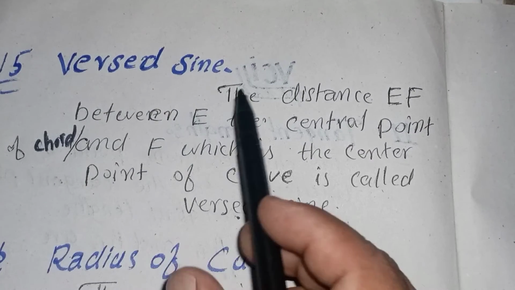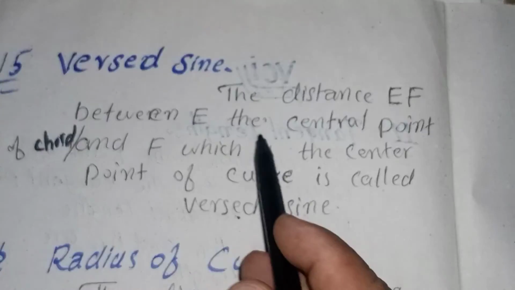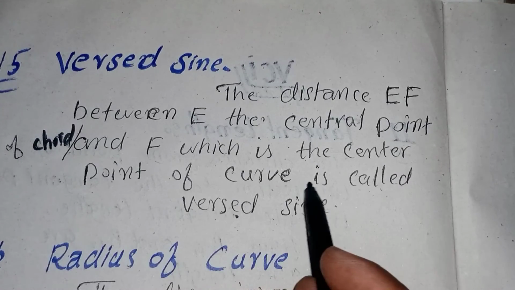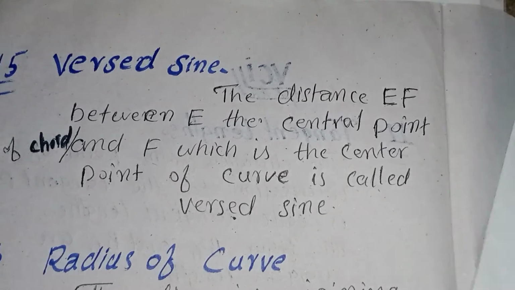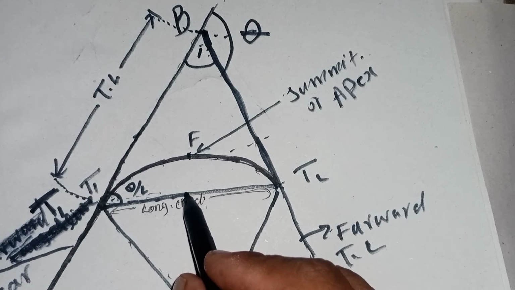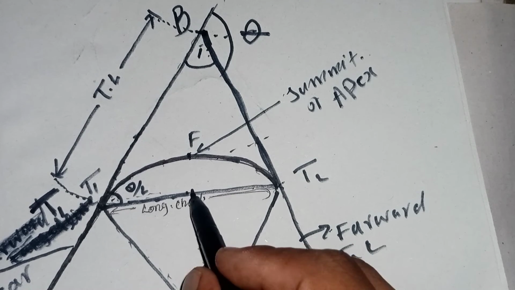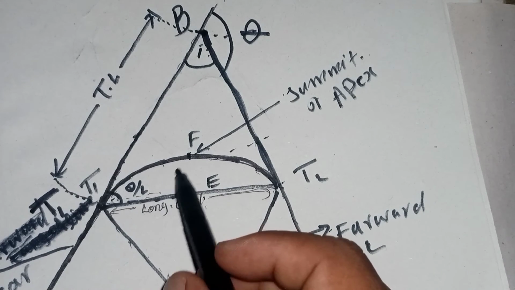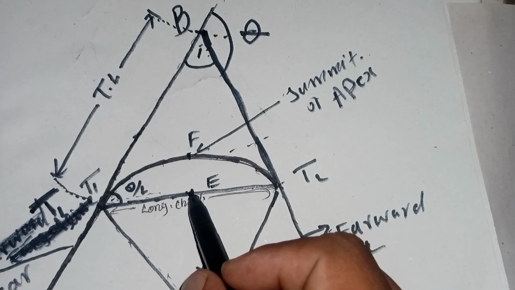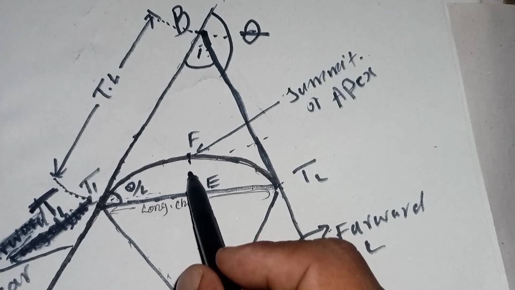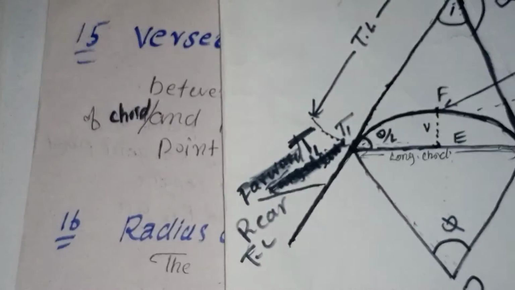15 number, versed sine. The distance EF between E, the center point of the chord, and F, the center point of the curve, is called the versed sine. So we can see here the distance between E, which I have to write here, the center point of our long chord, and the apex point is called the versed sine. So this distance is called the versed sine.